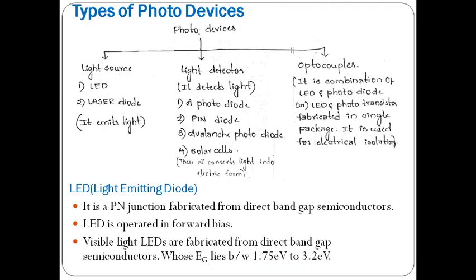So firstly we'll discuss the light source. In that we discuss the LED, which is nothing but a light emitting diode. We already discussed the different types of PN junction diodes. So we know the normal PN junction diode. Here it is also an LED, light emitting diode. It is also a diode, but it emits light. It is a two terminal device.